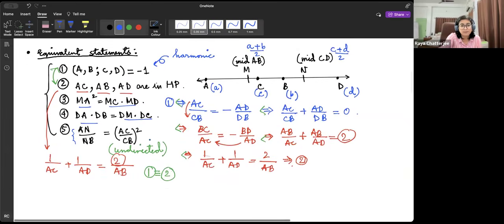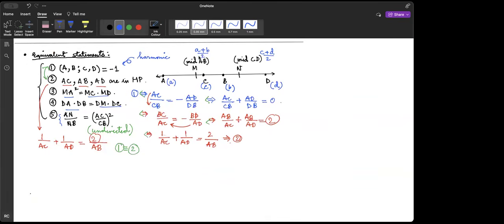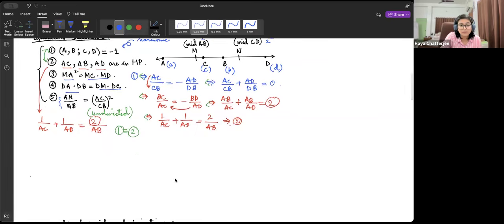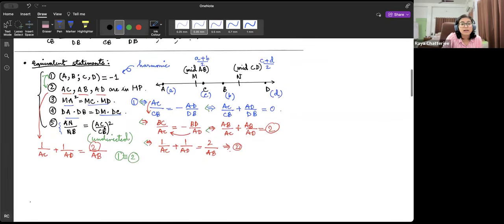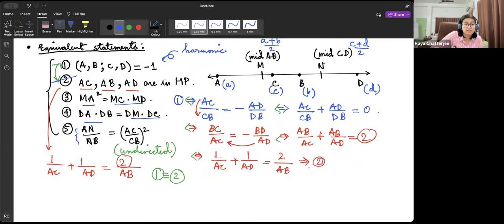Do you need help with proving these or do you want to try them on your own? Maybe try them on our own. Okay, that's great. Also I would recommend remembering these. Maybe not statement 2, because that does not come up very often, but 3, 4, and 5 are very common if you're doing serious cross ratio chase problems. So maybe just remember them.